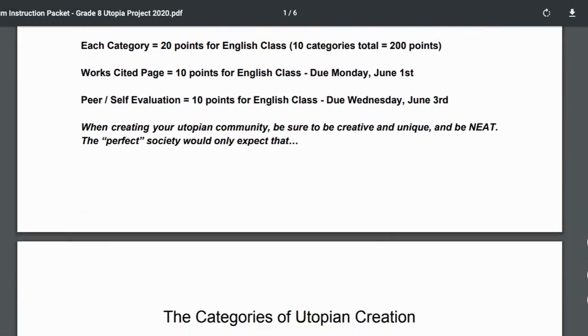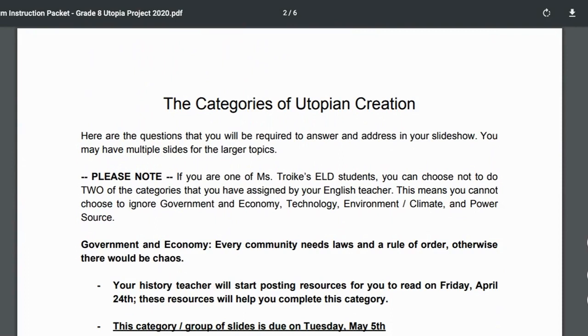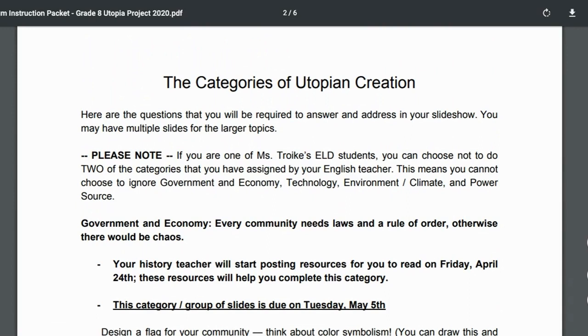Now I'm going to go over the categories of utopian creation, and you can go ahead and read on your own to go into much more detail, but I'm just going to give you an overview of the different categories. So here are the questions that you will be required to answer and address in your slideshow. You may have multiple slides for the larger topics, and remember, I created a template for you that will allow you access to all of these questions in an easy to read slideshow format.